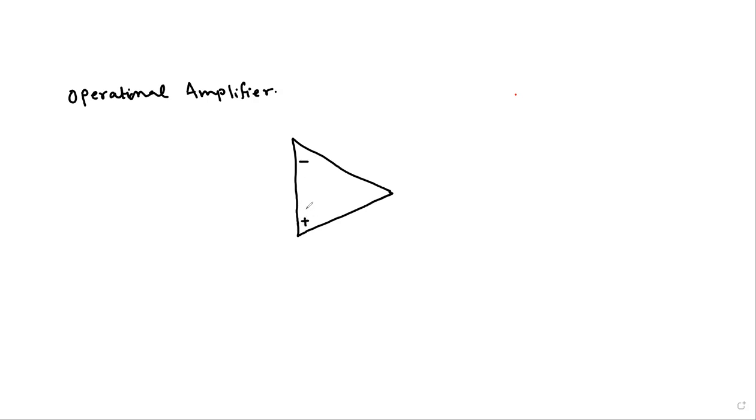All right, so we continue with the operational amplifier. Just to recall, let us have the equivalent circuit of an ideal operational amplifier. So we know that it has inverting and non-inverting input terminals. They can be represented like this.